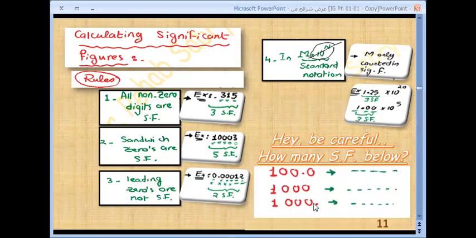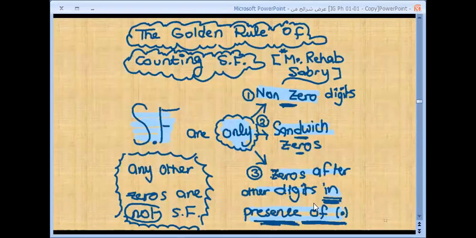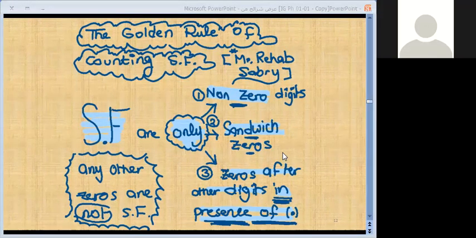Now, inshallah, the golden rule of counting significant figures. Okay, only non-zero digits are significant. Sandwich zeros are significant. Zeros after other digits in presence of decimal are significant. So this is the golden rule, but any other zeros are not significant. Any other zeros rather than these zeros are not significant. So I call this a golden rule of significant digits.